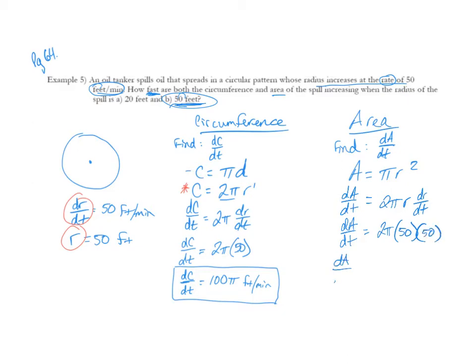So if I go through and make that calculation, 50 times 50 is 2,500, times 2 is 5,000 pi. And now that we are dealing with a change in area, this would be feet squared per minute for my units, because feet squared would be more appropriate for our area. Okay, and so that would be our problem. That's it.